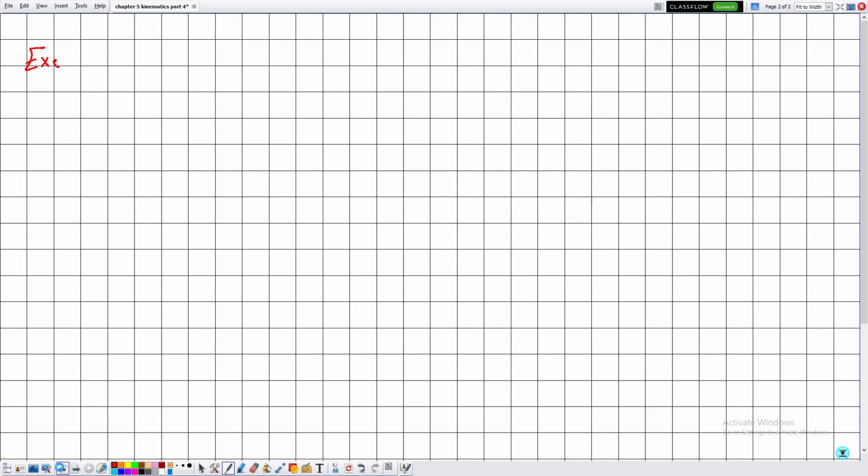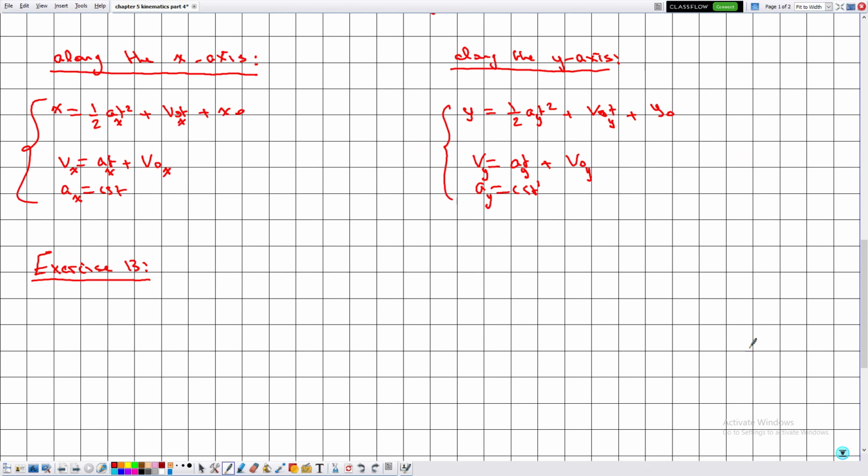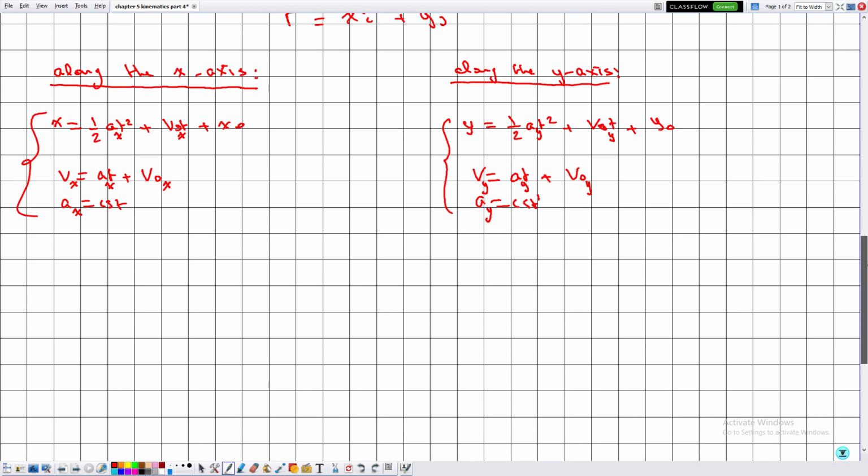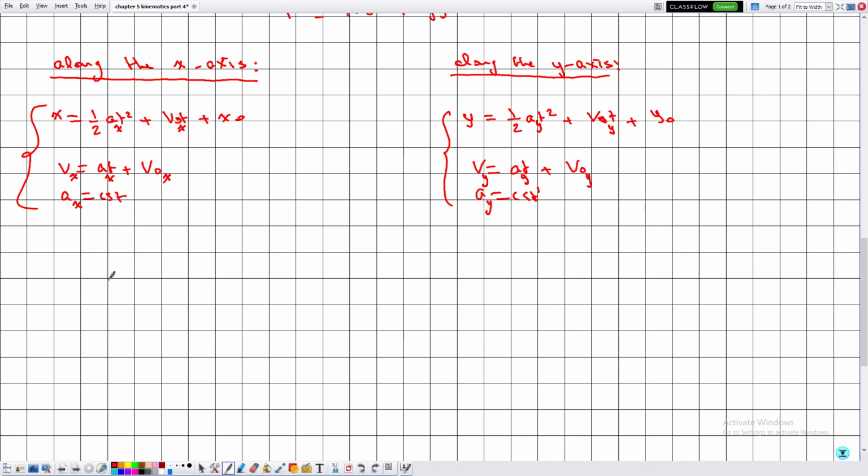Before I move to this exercise, I forgot to say the following. After we have determined the equations of motion along the x-axis and the y-axis, after specifying the type of motion, now we can ask what about the speed? So the position vector r is given by xi plus yj. The velocity vector, which is the instantaneous velocity, is given by vx multiplied by i plus vy multiplied by j. And the acceleration vector a is given by axi plus ayj.